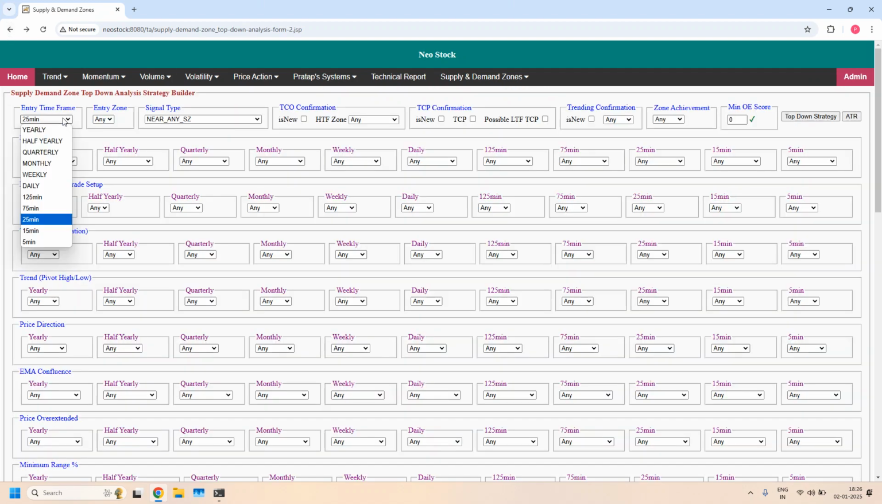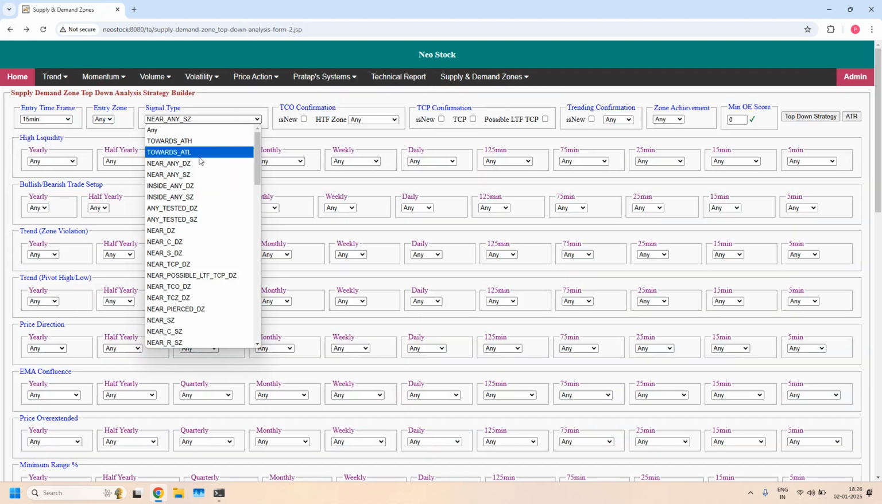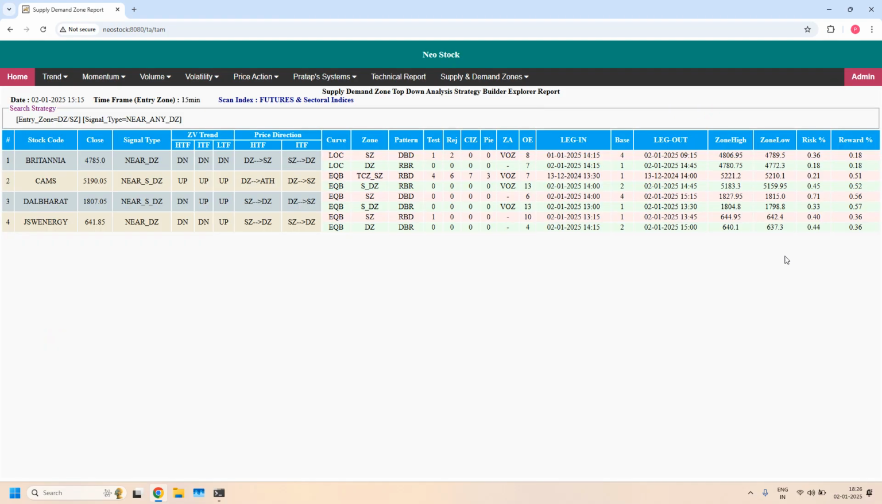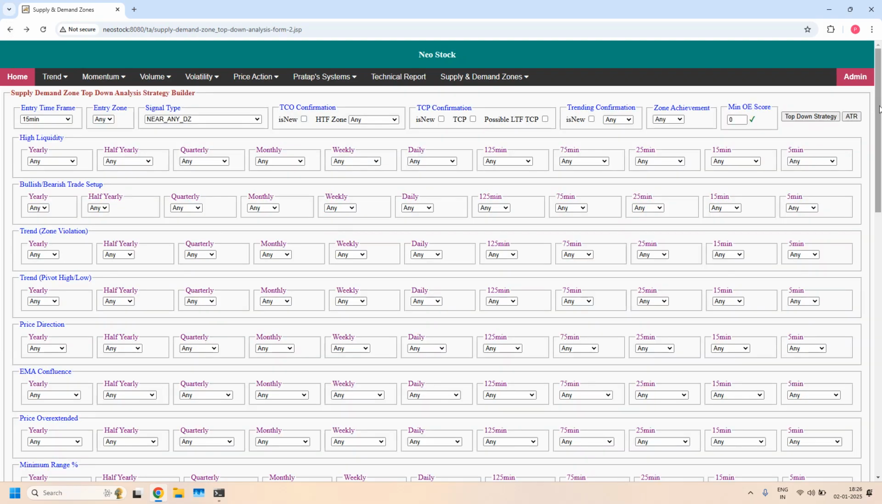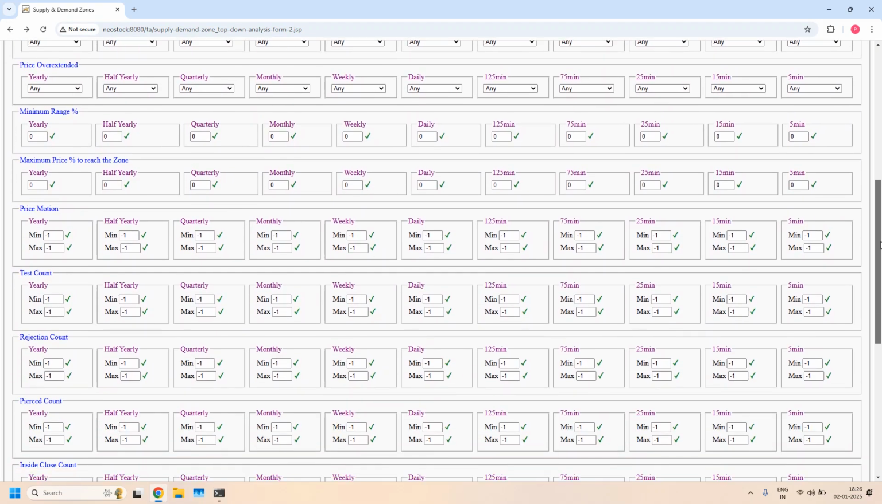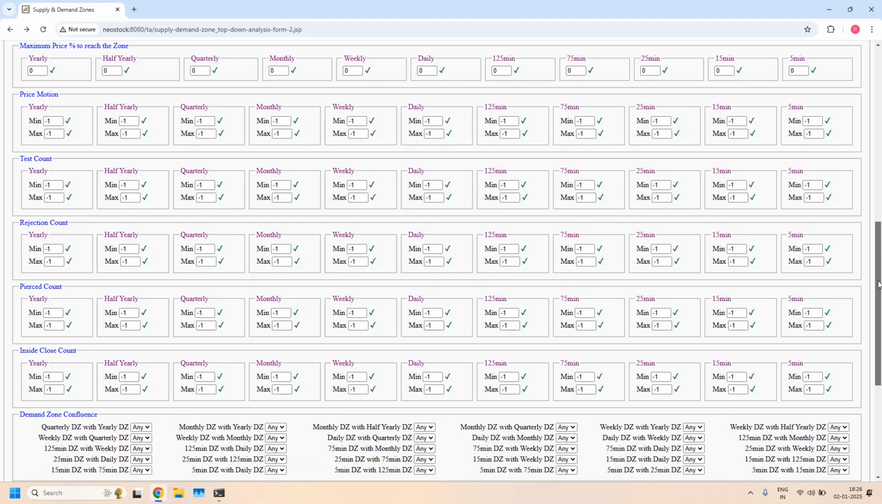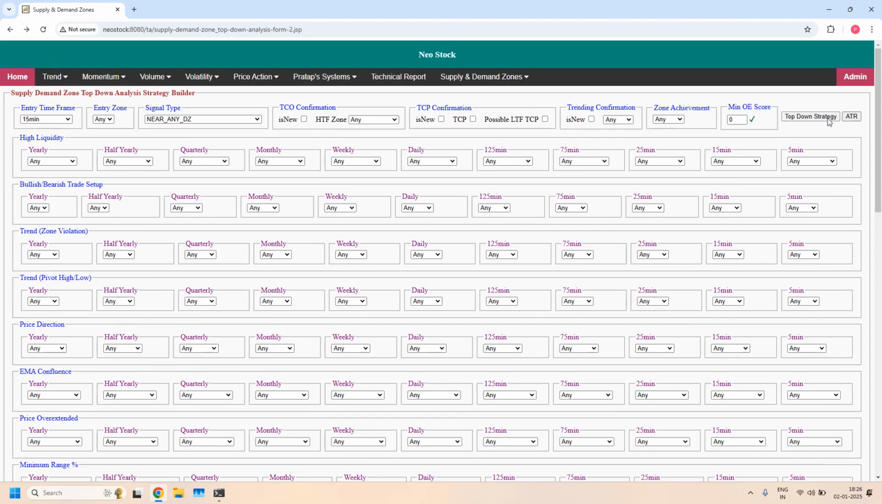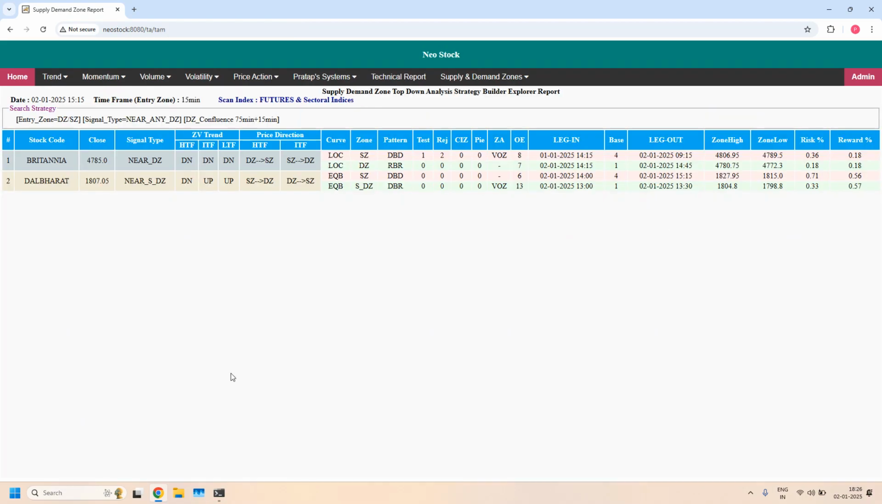Okay, next time frame is 15 minutes, stocks near 15 minutes demand zone. 4 stocks are filtered. Let's identify how many of these stocks are having ITF demand zone confluence. That is 15 minutes with 75 minutes demand zone confluence. I am enabling that filter. Out of 4, we got 2 stocks. These 2 15 minutes demand zones are part of the 75 minutes demand zone.